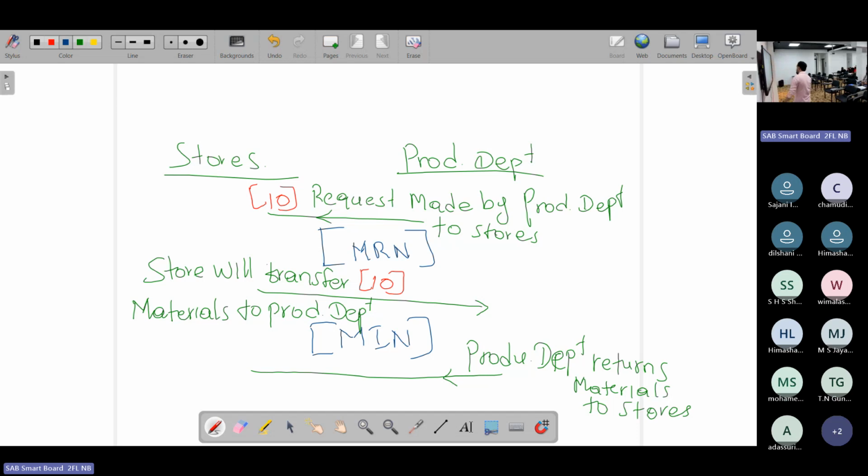At that point, material return note. Short form is MRN. Don't get confused. That's why I wrote material return note. Both short forms are MRN, so don't get confused. MRN is material requisition note. So here I wrote M RET dot N, return. So here 2 items they have returned.